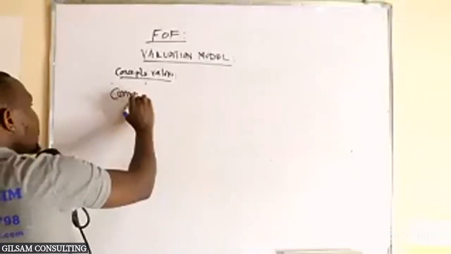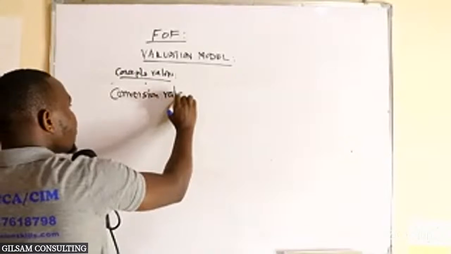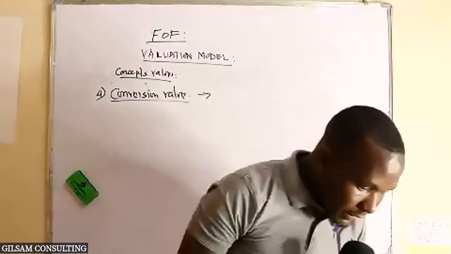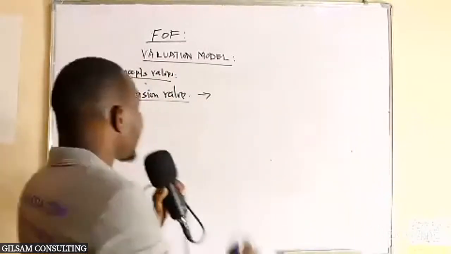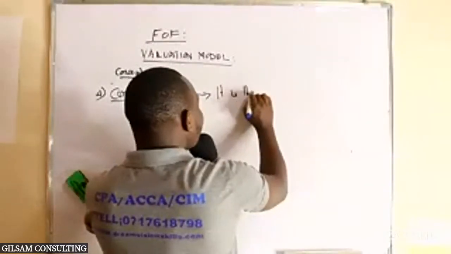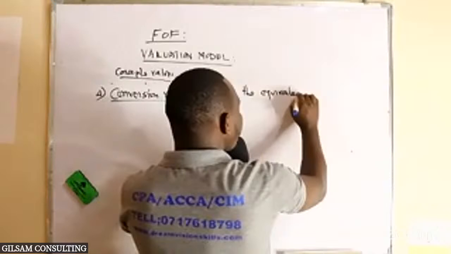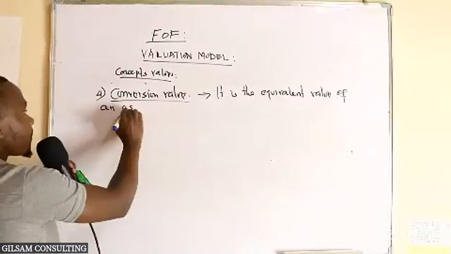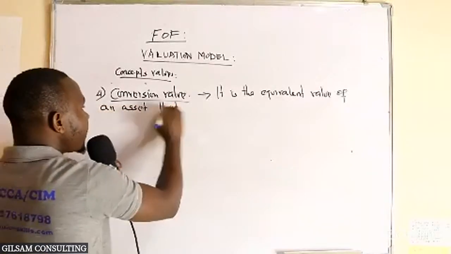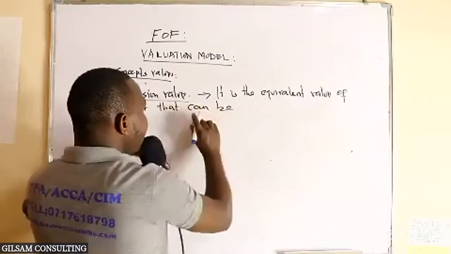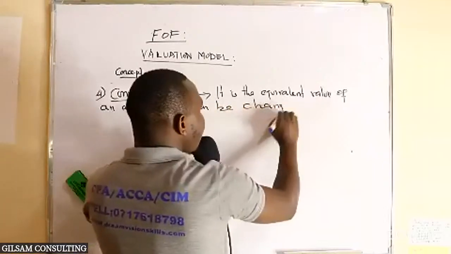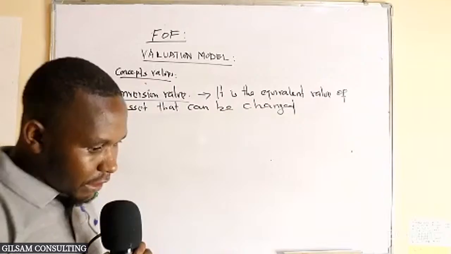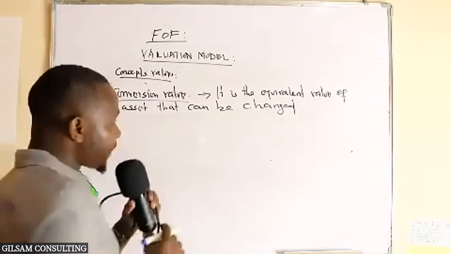Number 4, conversion value. To define it, you say it is the equivalent value of an asset that can be changed into a different security.